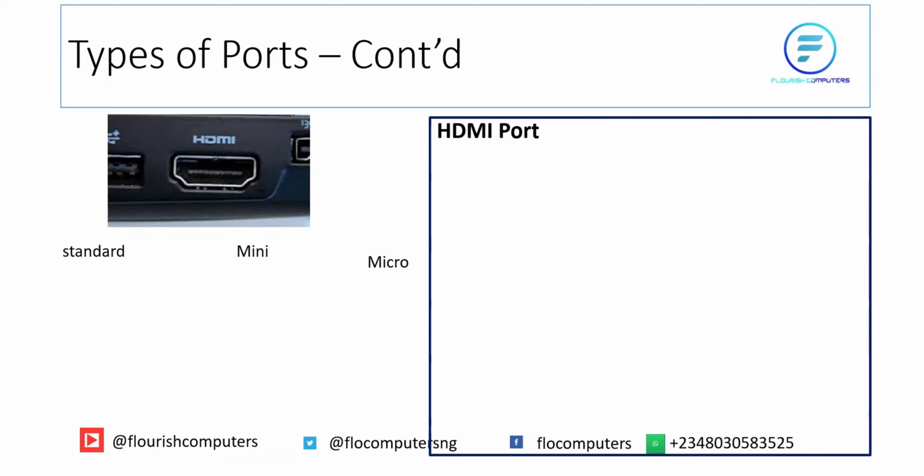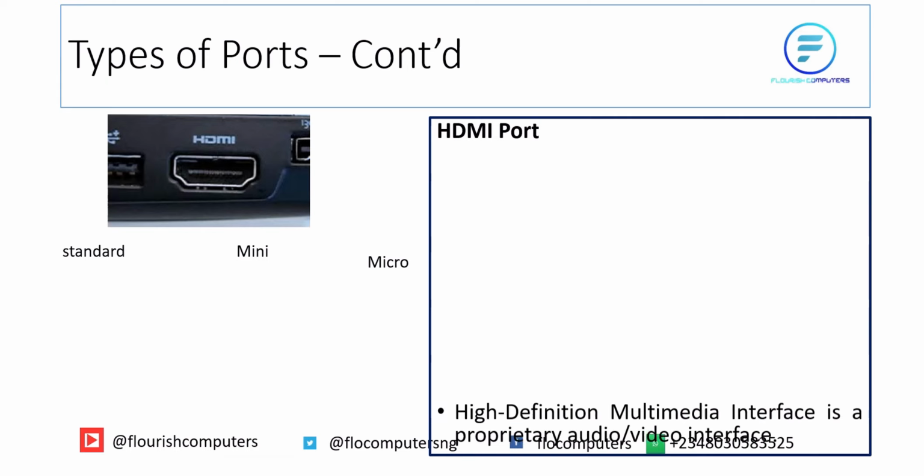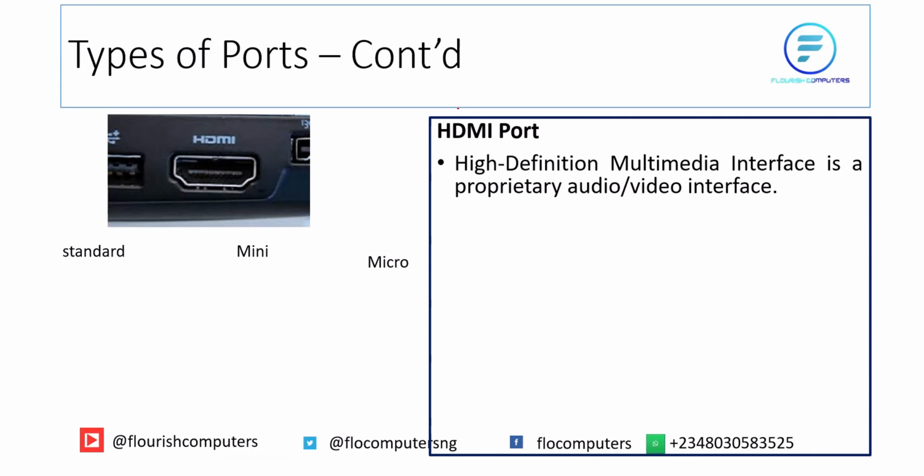Now let's talk about the HDMI port. This is the HDMI port. The full meaning of HDMI is High Definition Multimedia Interface. It's a proprietary audio and video interface. So what it does is replace the need for two different cables to connect audio and video, as was required before.